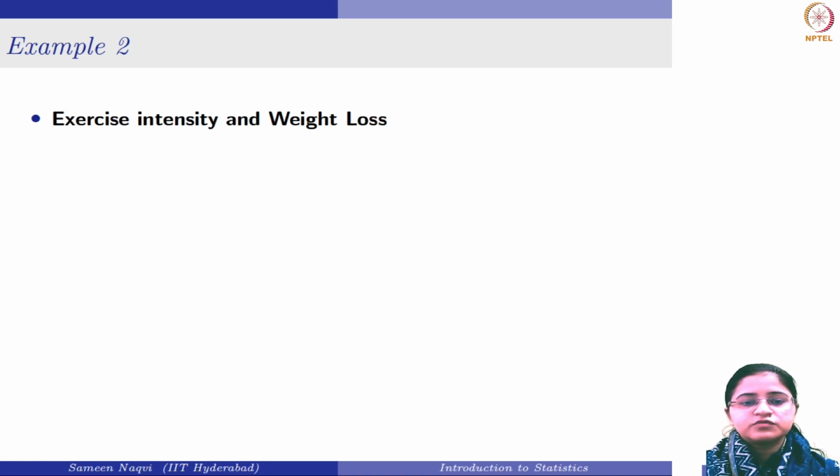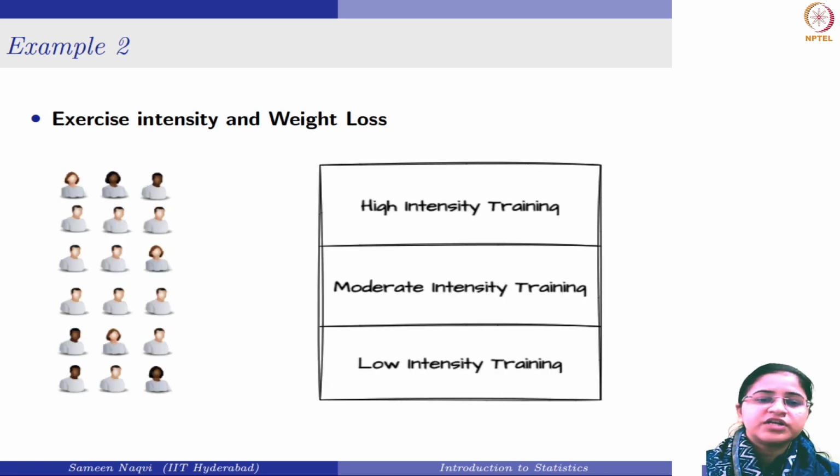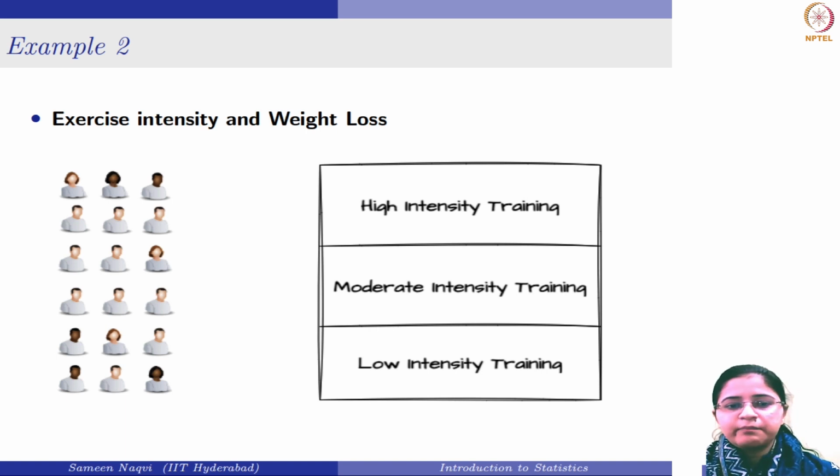If we have to explore the relation between exercise intensity and weight loss, what happens in this case? I can conduct this as an observational study and also as an experimental study. Here you can see on the left hand side we have a group of individuals, and there are 3 different levels of training: high intensity, moderate and low. Then we want to see what is the impact of these different intensity trainings on the weight loss.